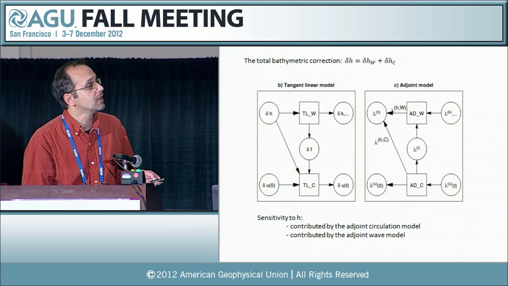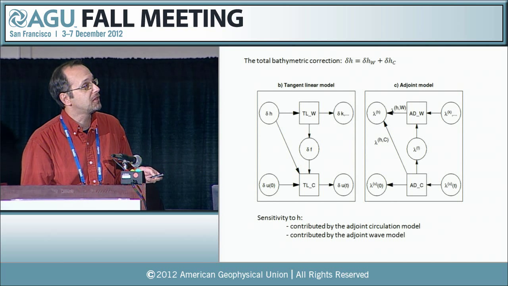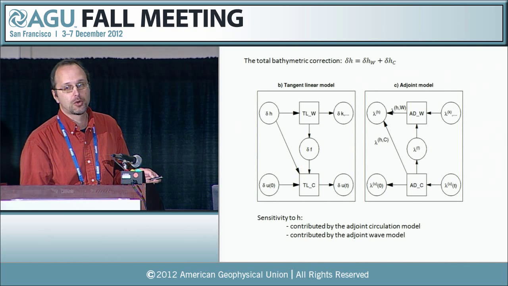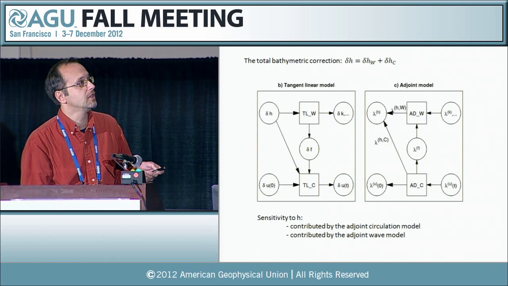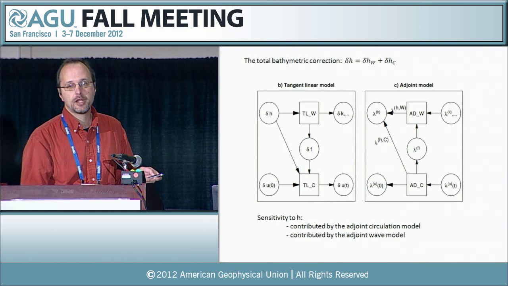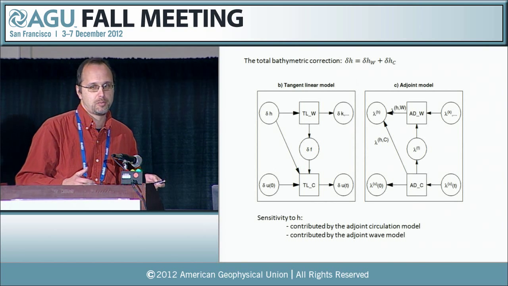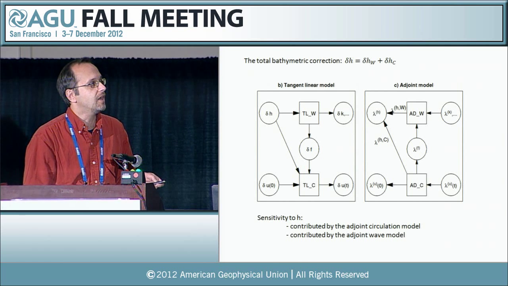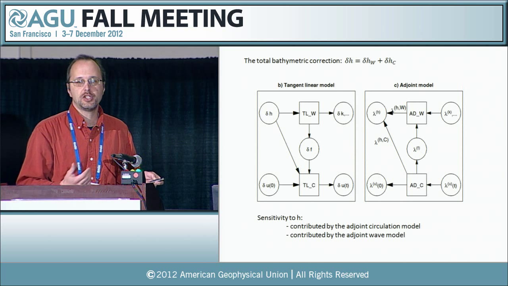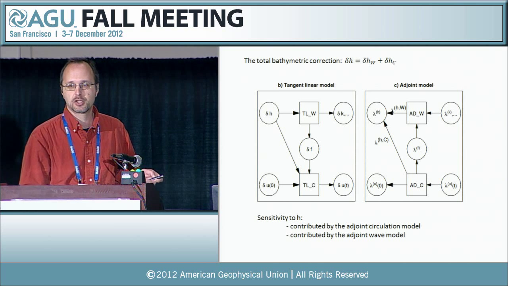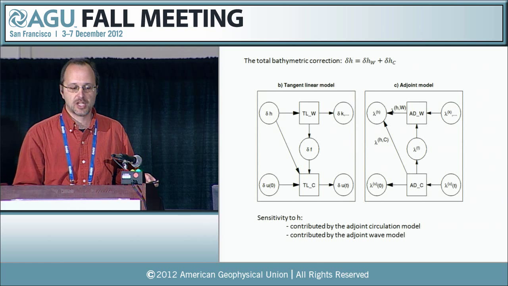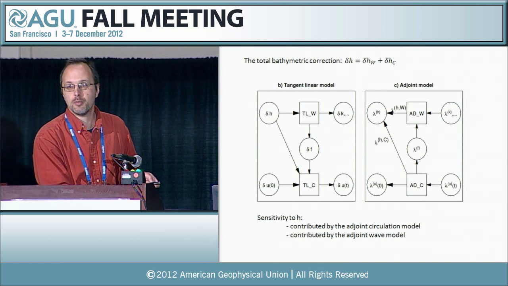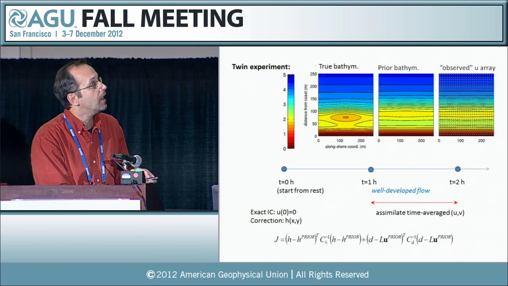I bring your attention to the fact that the sensitivity to the bathymetry is the sum of contributions: the direct contribution from the adjoint circulation model and the adjoint wave model. So it's basically the sum of these two. And it was one of the motivational points for me to attempt this exercise, to see how much each of those models contributes to the correction of bathymetry, whether the structure is the same or different, and whether the magnitude is the same or different. So that's the main point of this presentation, I guess.